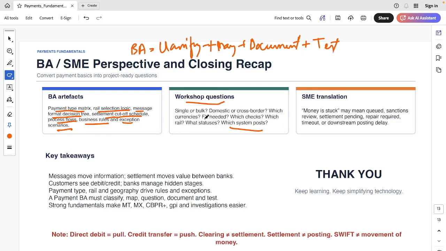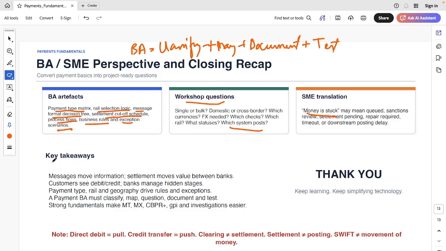Now here is an SME translation skill. When the customer says money is stuck, you should think: Is it queued, or is it in sanction review? Is it settlement pending? Is repair required? Was there any timeout, or did downstream posting fail? This is the crux of the payments that a BA or a product owner or someone who is an SME should think like.